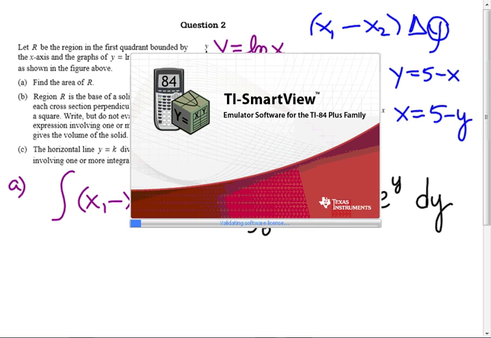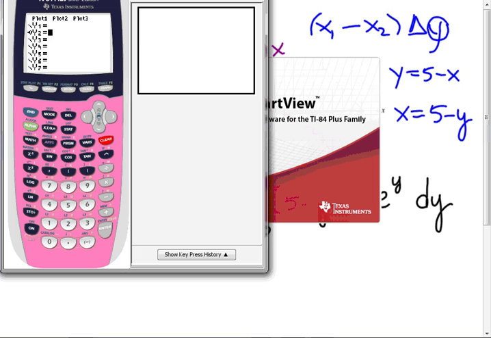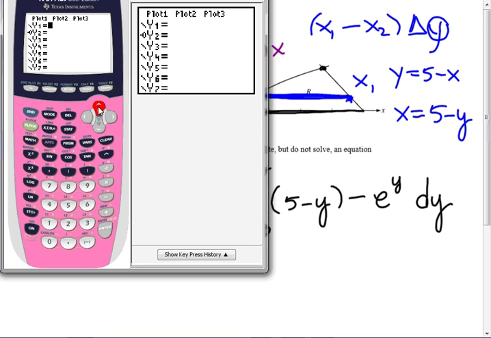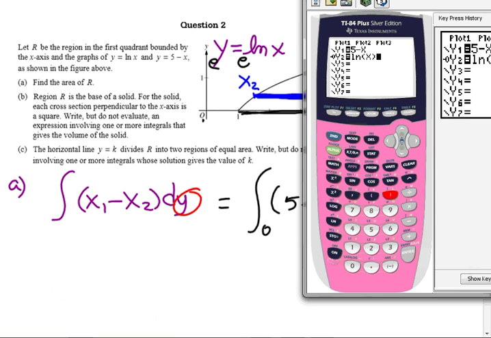Now, I can't enter it as x equals 5 minus y. I have to enter the original one. Okay, so preview of next year. So this is 5 minus x, I'm sorry. And then the other one is the log of x. No, that's x in terms of y. I have to put in y in terms of x because that's what my calculator is designed for.